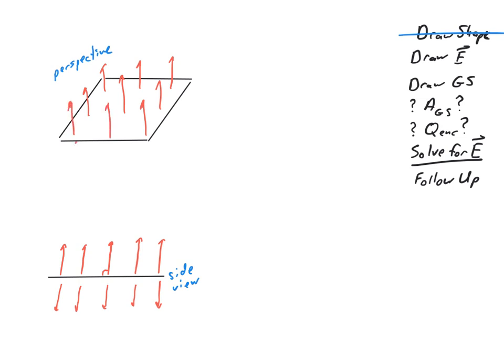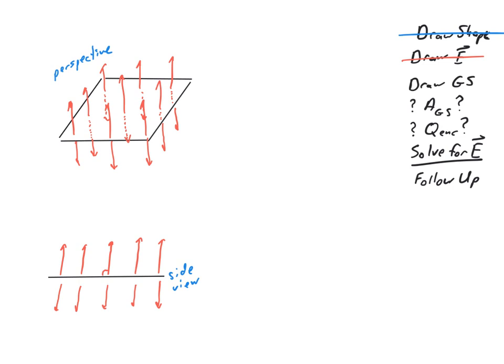And then you can't really see all of them on the other side. All right. That is our electric field pointing out through on both sides of a big flat surface. Drawn the electric field.